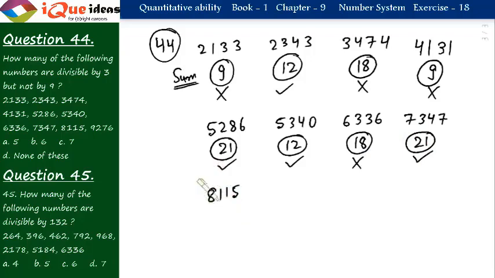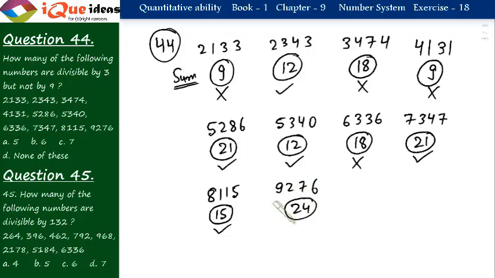Then 8115. 8 plus 1, 9 plus 1, 10 plus 5, 15. 15 is divisible by 3 but not by 9. So we have to count it. Then 9276. 9 plus 2, 11 plus 7, 18 plus 6, 24.